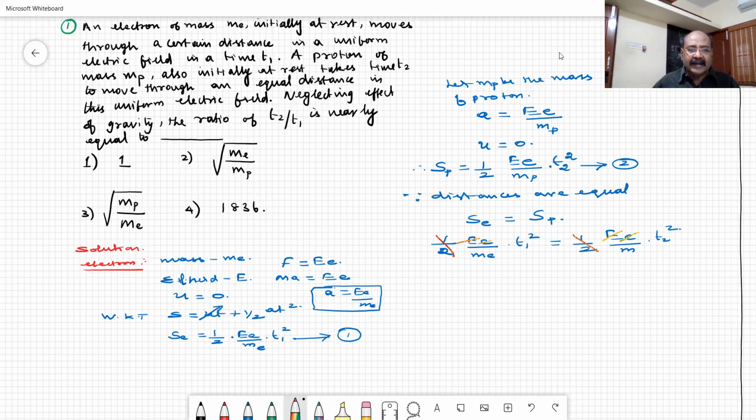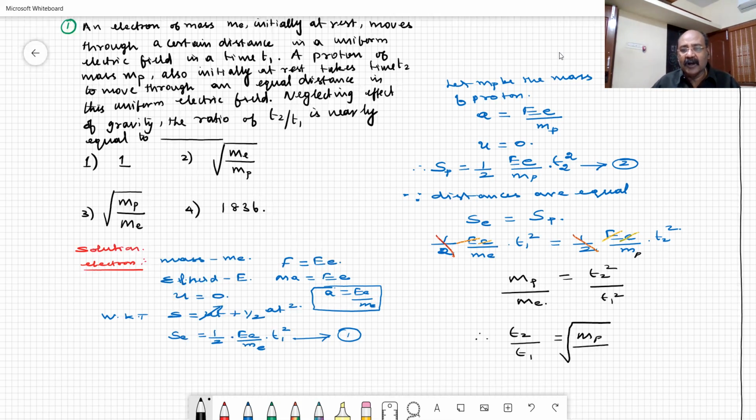We are asked to calculate T2 by T1. So I am writing T2 square divided by T1 square is equal to, taking the mass of the proton to the other side, mass of proton divided by mass of electron. Therefore, on taking the square root, I get T2 by T1 is equal to the square root of the mass of the proton divided by the mass of the electron.